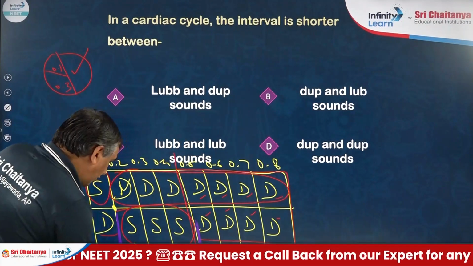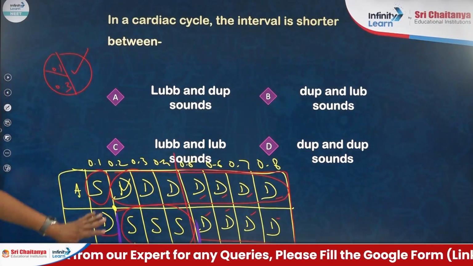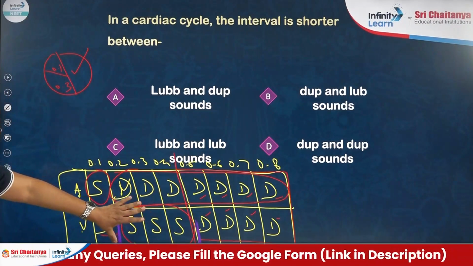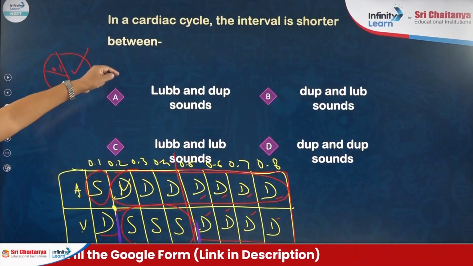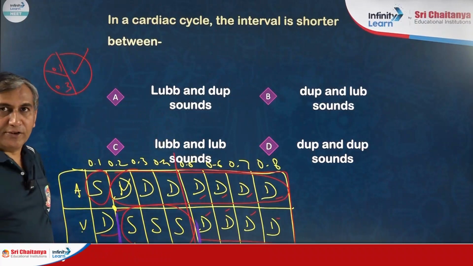So, first heart sound produced here. Second heart sound produced here. This is the base of this diagram. Any type of question related with the duration you can solve. I am solving one by one all the 4 options.